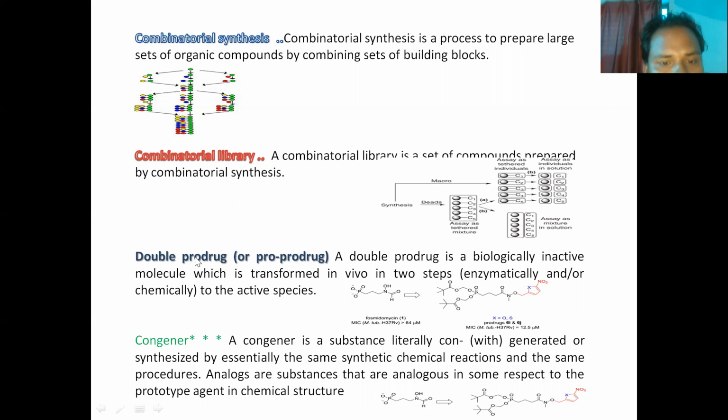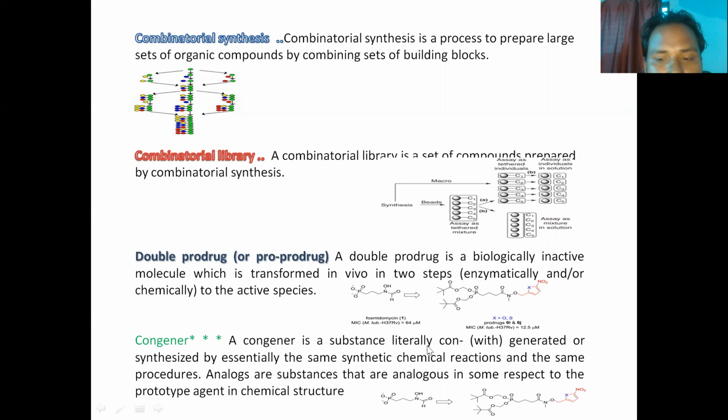Next, we'll talk about the prodrug. A prodrug is a biologically inactive molecule which is transformed in one or two steps, either by the action of an enzyme or by chemical reactions, into the active species. So it is a drug product which, through some modification, is converted to the active one, through some reaction process or enzymatic action.